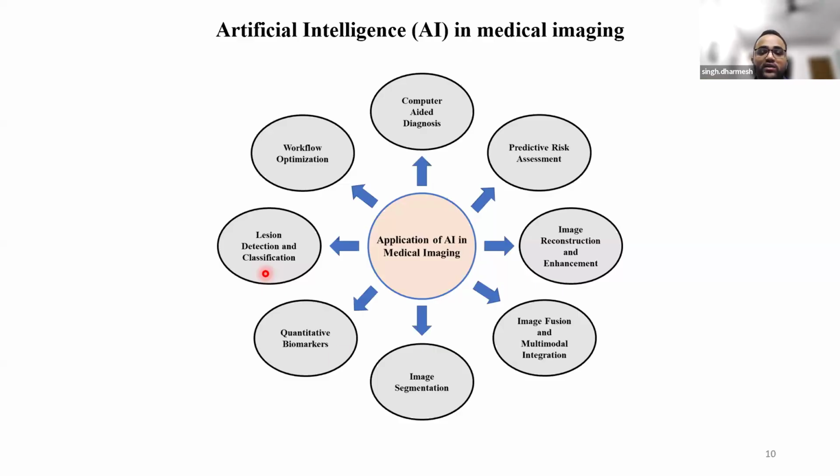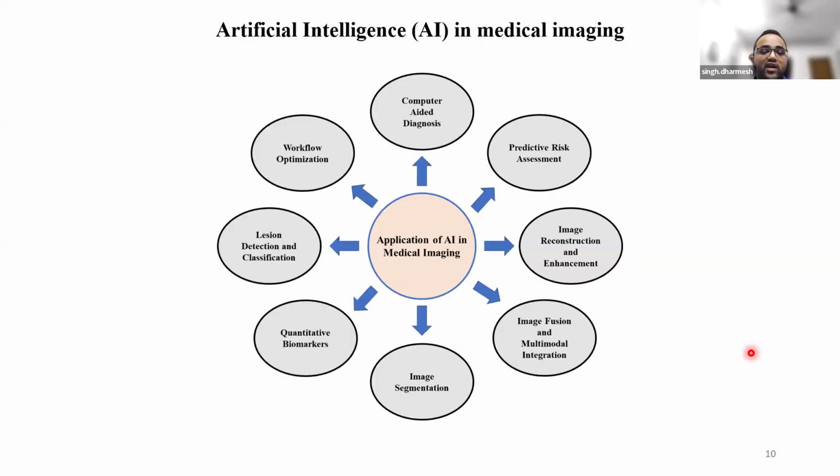Next is quantitative biomarkers. AI extracts quantitative features like texture and radiomics features from MRI, which are sometimes invisible to the human eye. This provides objective biomarkers for tumor aggressiveness, response to therapy, or progression risk. Another application is image segmentation. AI-driven segmentation can automatically outline the prostate gland and segment the prostate zones, and this is crucial for quantifying the tumor burden and guiding biopsies.